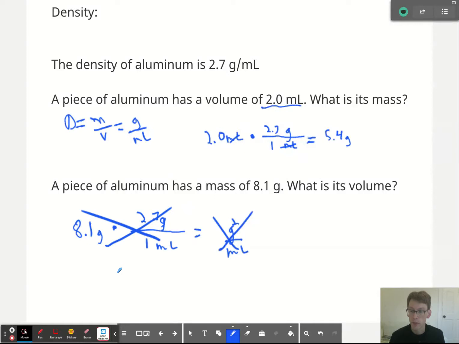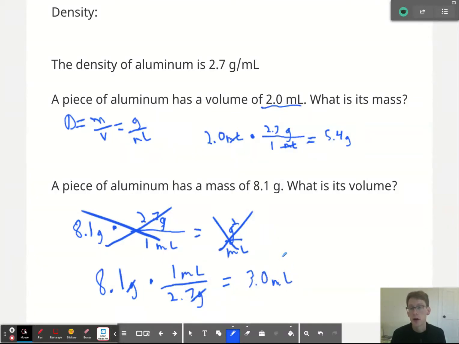So we can't do that, but what we can do is take the 8.1 grams and multiply by 1 milliliter over 2.7 grams. And in this case, the grams now cancel. What I find out is we have 3.0 milliliters as our answer. So conversion factors work in both directions. You can have one number or one measurement over another, or you could flip it. And you just want to make sure that you're using the right number, whether it's the reciprocal or whatever it is.